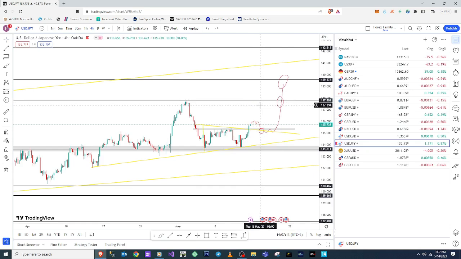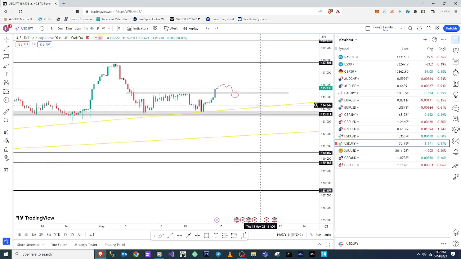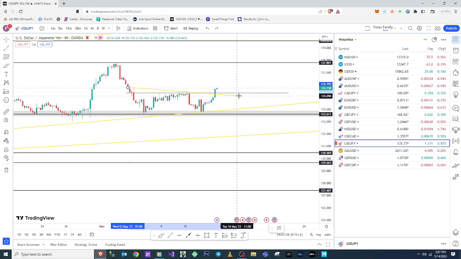So I'm just going to remove this, and then I don't want to remove the yellow line. Just want to remove this. Yes, I want to remove the red lines, and then I'm going to put the yellow line here, which is our trend.